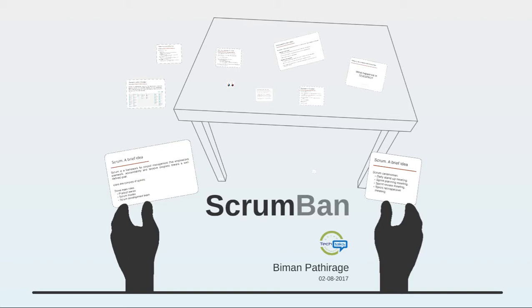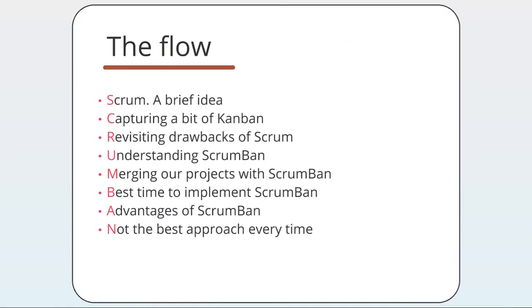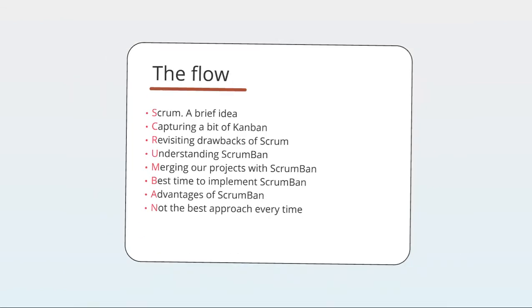Although most of you guys here have a very good idea on Scrum, I thought I would talk about Scrum as well because there are some new faces to Scrum in this audience. So I created the flow of my presentation like this. First, we'll be talking about Scrum and Kanban, and then some drawbacks of Scrum, which makes other project teams move away from Scrum for alternative methods, and then getting an understanding about ScrumBan, and then merging our projects in GVO with ScrumBan, and then talking about the best time to implement ScrumBan in a project, and also some advantages of ScrumBan, and then disadvantages of ScrumBan, which makes it not the best project approach every time.